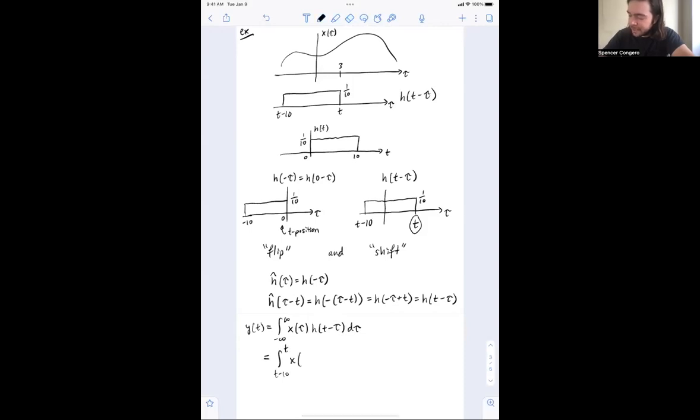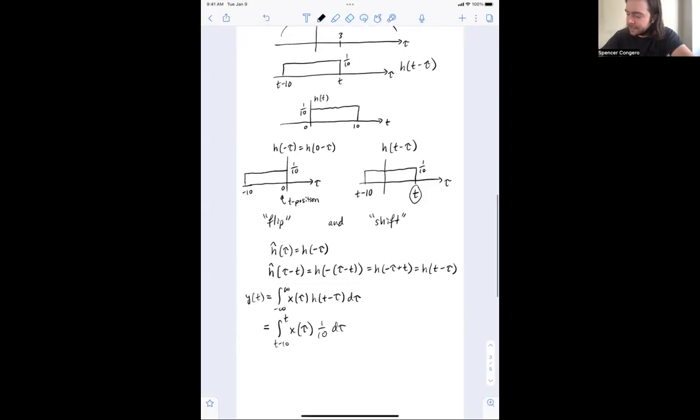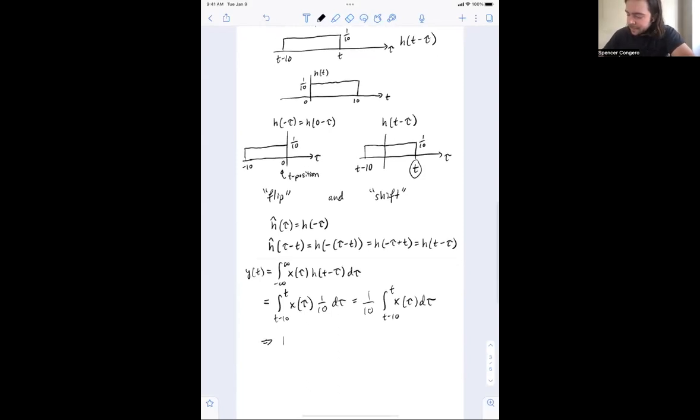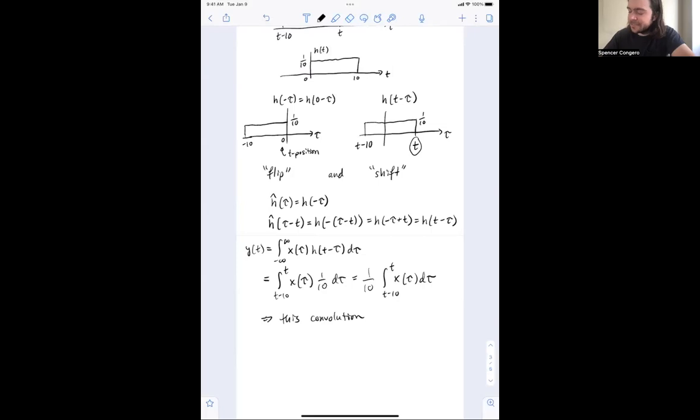And in that region, I get x of tau times what? Well, h of t minus tau is 1/10 there. So I just multiplied those two functions. Now I can bring the 1/10 out, and I get this expression. Okay, and so what does this tell us? This is really getting to the heart of convolution. This is a specific example, but this is the point, and I'll explain it more in a second.